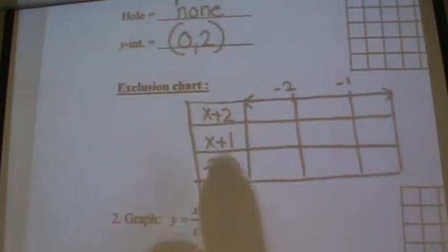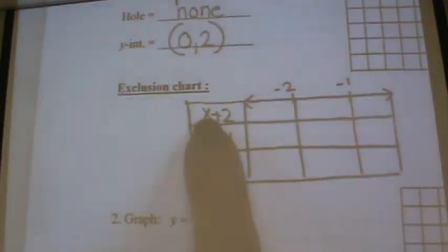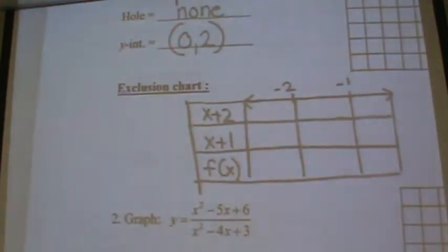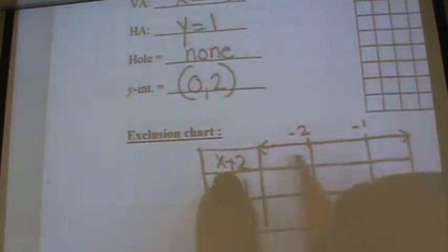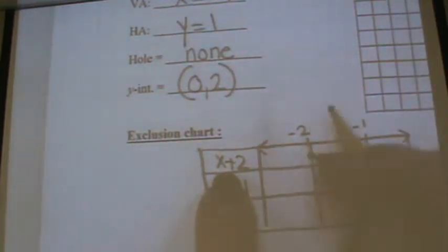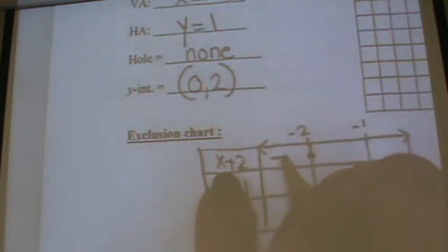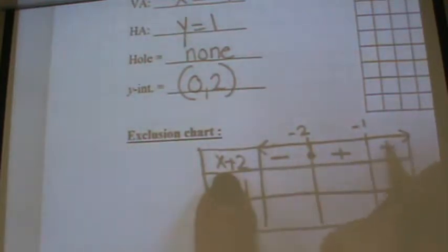Now, what you're going to do is think of a number line. Here's a number line, right? That's 0. All the numbers to the left of 0 are negative and to the right are positive, right? So you're going to take this factor, x plus 2. Where is the 0? It's right here. So to the left of negative 2, these are negatives and these are positives.